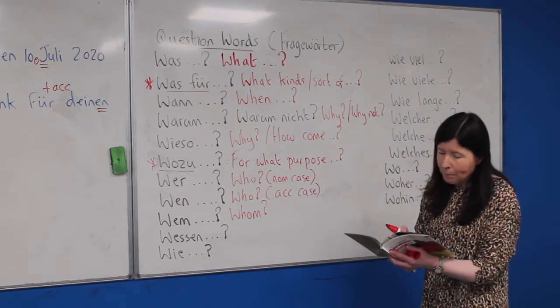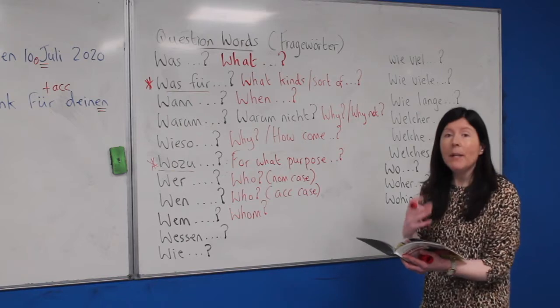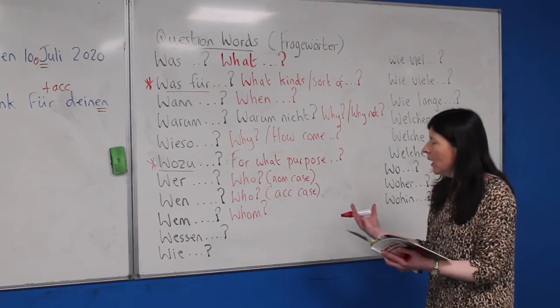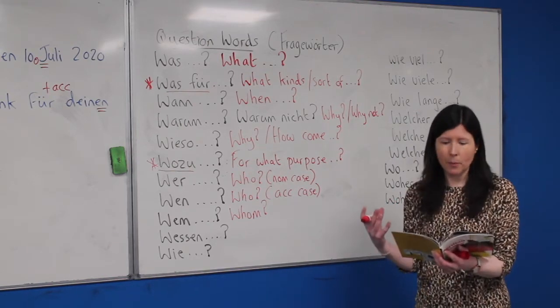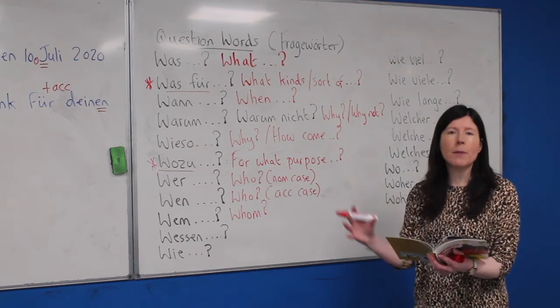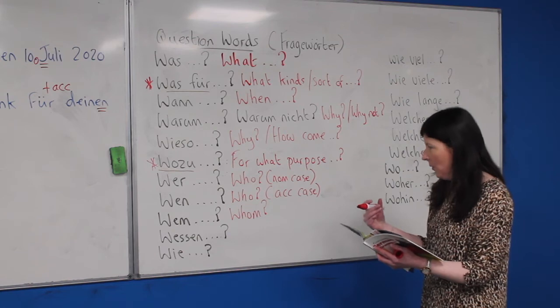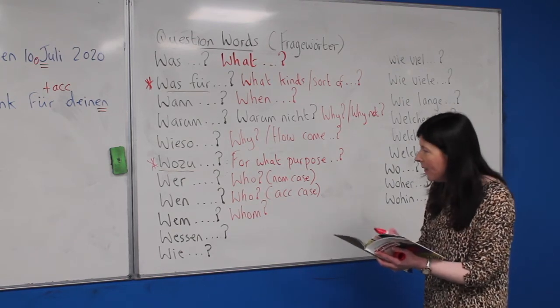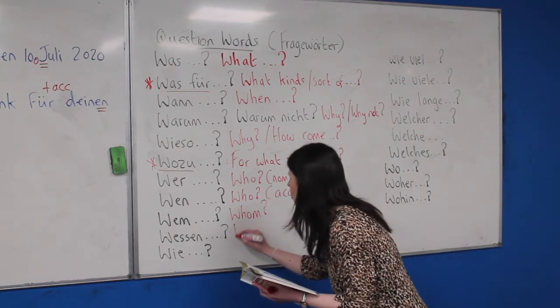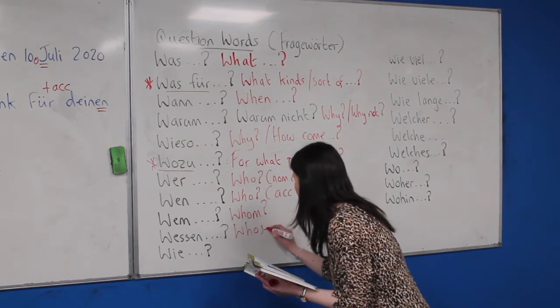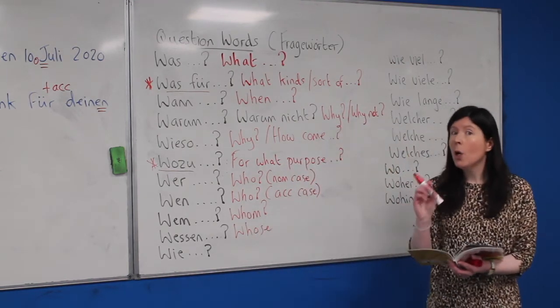So wem, for example, wem hilfst du? Who do you help? Like say if you're talking about voluntary work or something like that, or maybe you're talking about your siblings at home. Who do you help at home? Wem hilfst du? Wessen then is an interesting one. That means whose. As in ownership, not who is, whose.